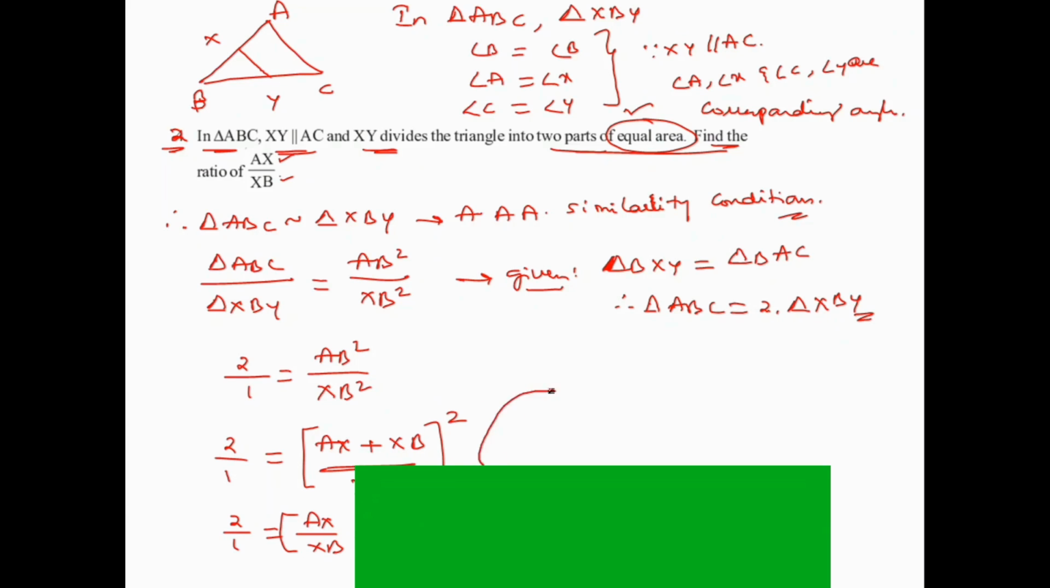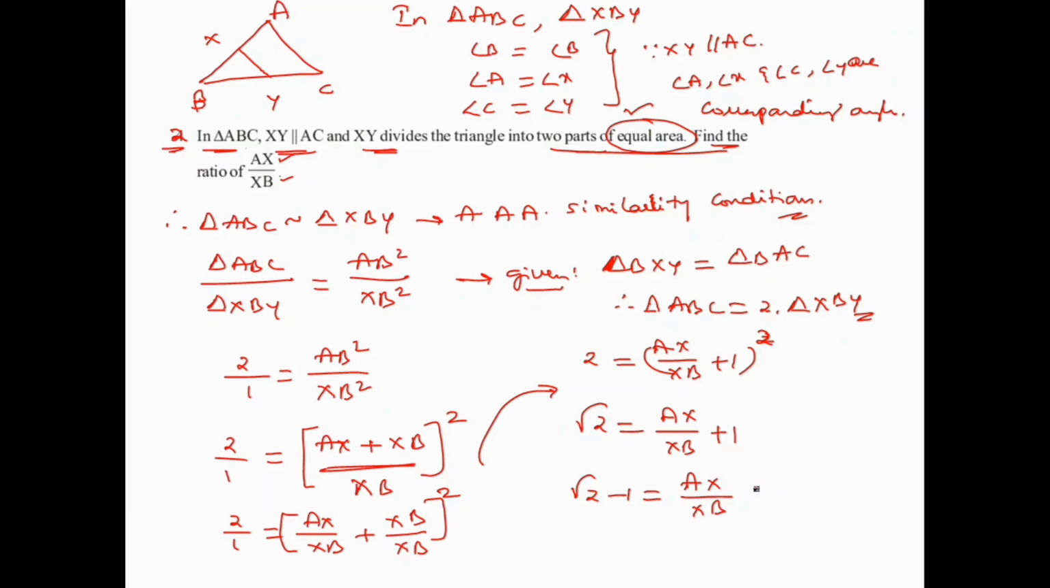Now this is written as 2 is equivalent to AX by XB plus 1 to the whole square, right? Now shifting the square to the other side, I will get root 2 is equal to AX by XB plus 1. Now shifting the number to the other side, I will get something like that, clear to everyone. Hence, this is your required ratio. Hope this is clear, right?